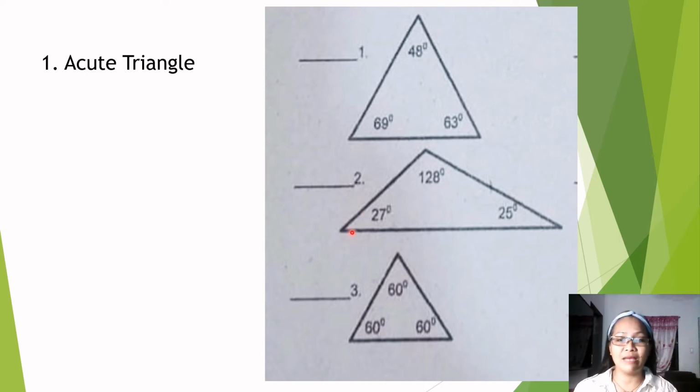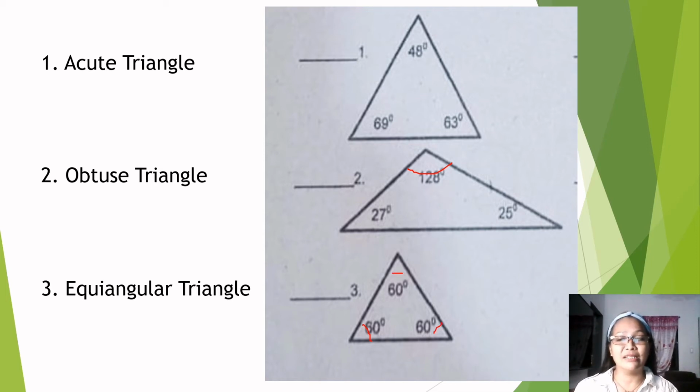For number 2, we have here 27 degrees, 25 degrees, and 128 degrees. As you can see, this angle is greater than 90 degrees and less than 180 degrees. Therefore, number 2 is an obtuse triangle because one of the angles is an obtuse angle. And for number 3, as you can see, all the angles are equal or the same. Therefore, it is an equiangular triangle.